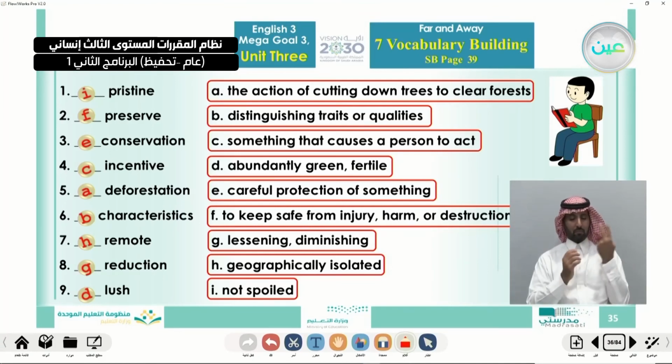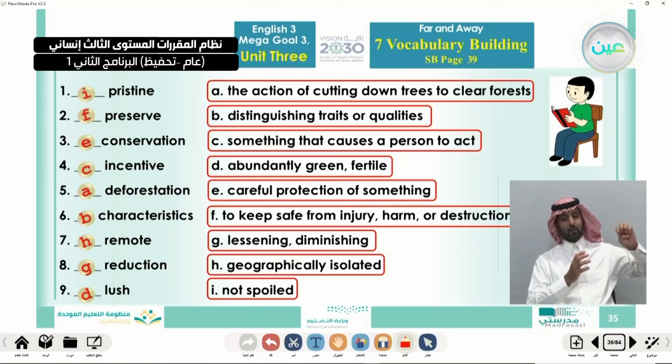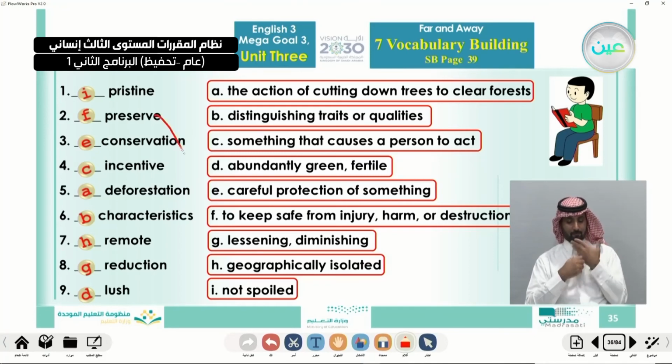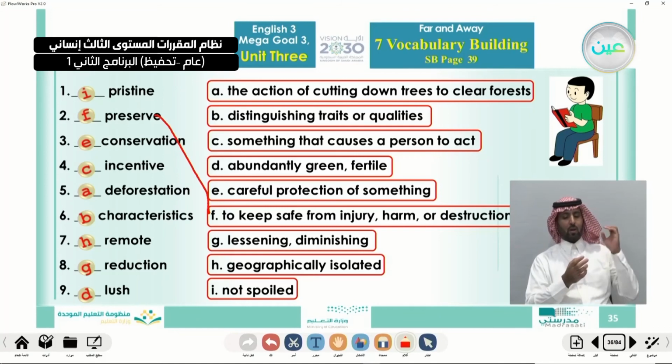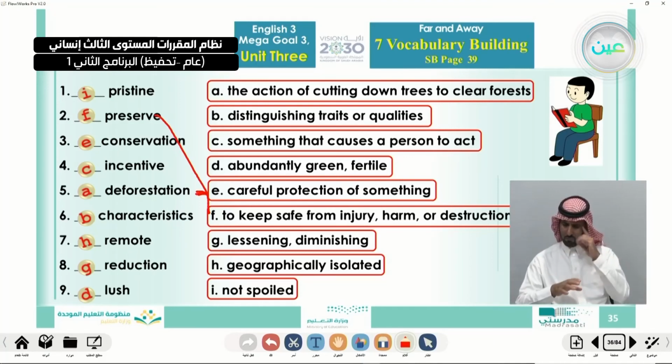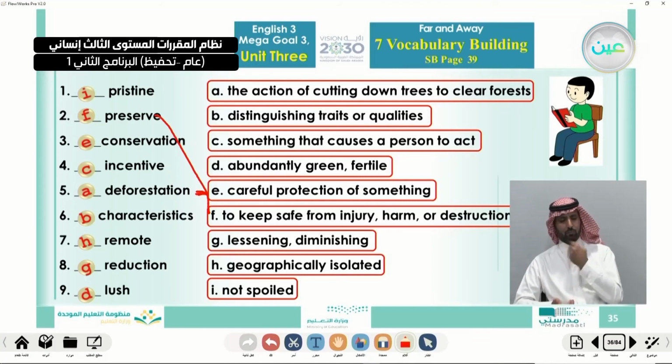Number 2, preserve. What does preserve mean here? To keep. Here you can say like this. Okay, to keep safe from injury, harm, or destruction. Number 3, conservation. What does conservation mean? Conservation, we go to E here. Okay, careful protection of something. Okay, that's conservation. What about incentive? What's the meaning of incentive? Incentive is C, as you can see here, something that causes a person to act.